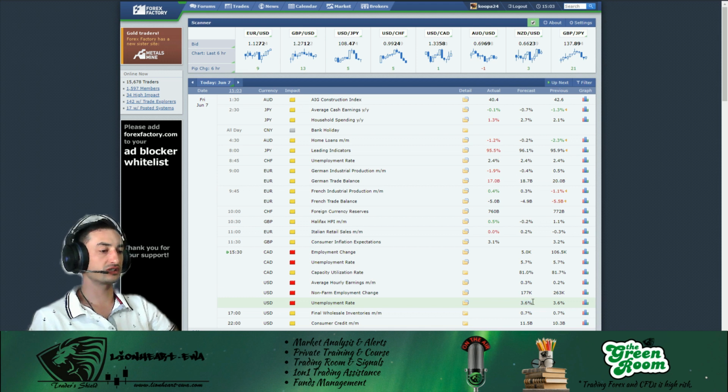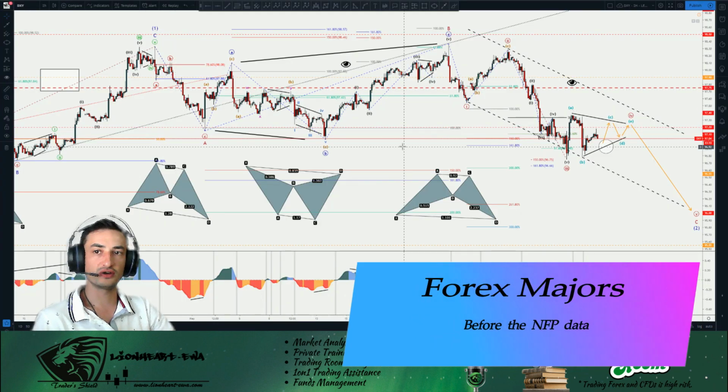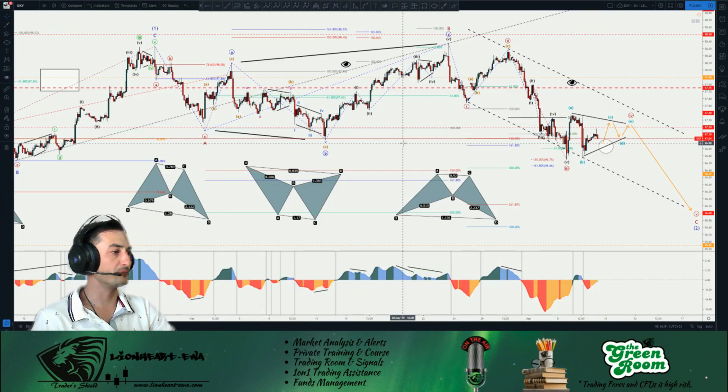Now, I'm expecting some mixed data towards a bearish, somewhat of a bearish sentiment because of the charts. And for that, I'm just going to speed on through the Forex majors. So we're going to kick things off with the dollar index here on the 2-hour time frame.